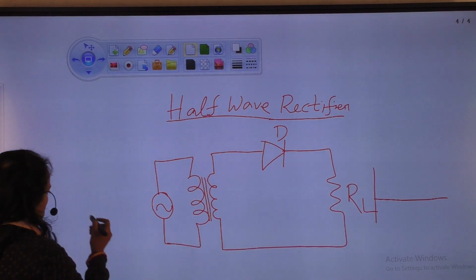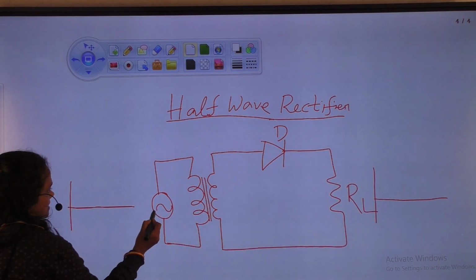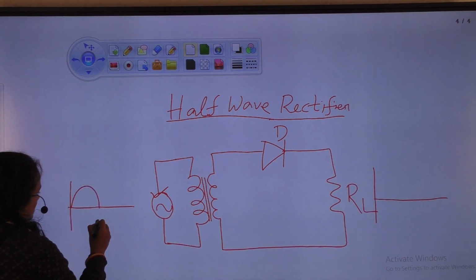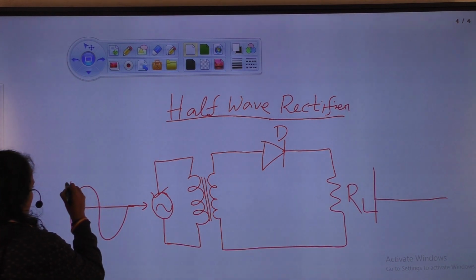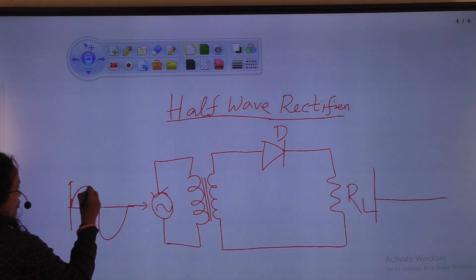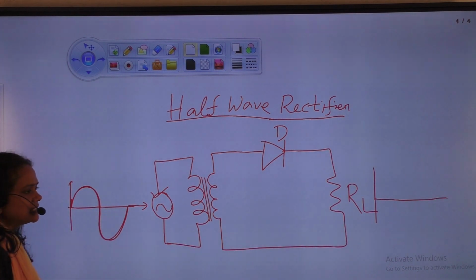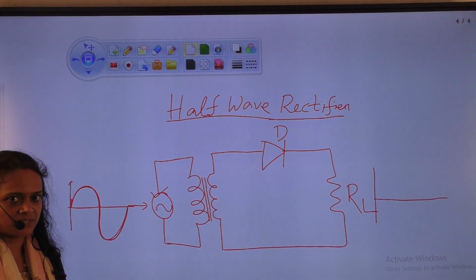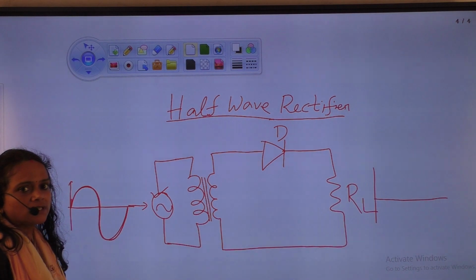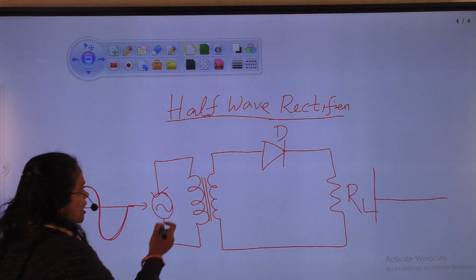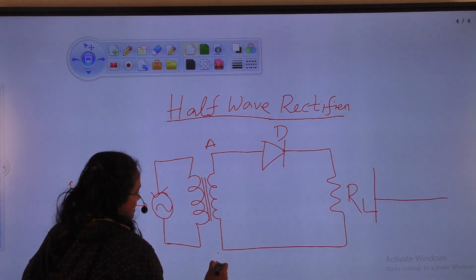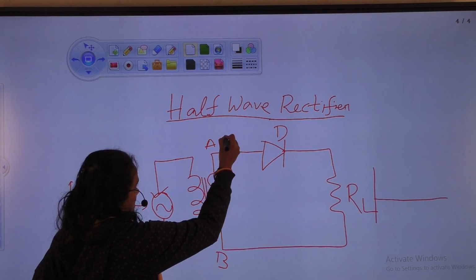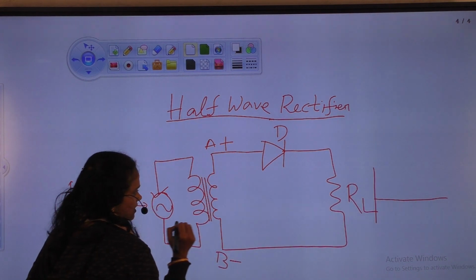First we give the input, that is an AC signal. This is the symbol of the AC supply, and the AC signal is like this. This is one cycle. So we can say one cycle consists of one positive half cycle and one negative half cycle. First we give the positive half cycle to the circuit. When we give the positive half cycle, at that time this end becomes positive and this end becomes negative.